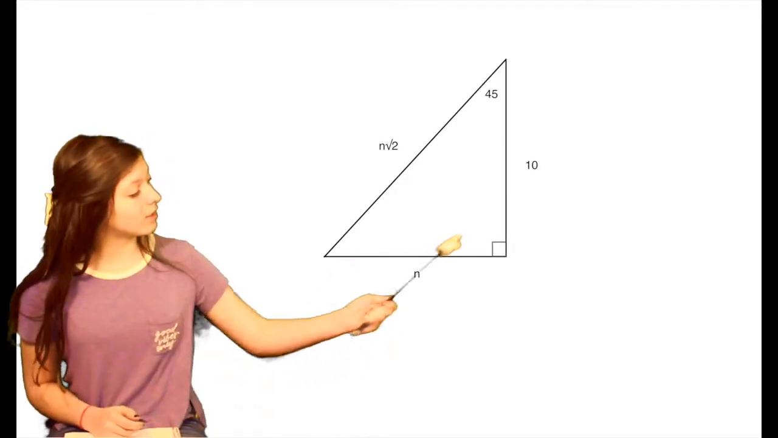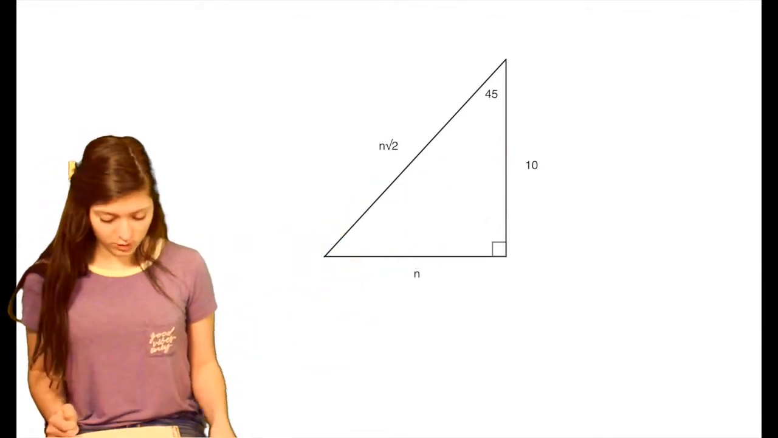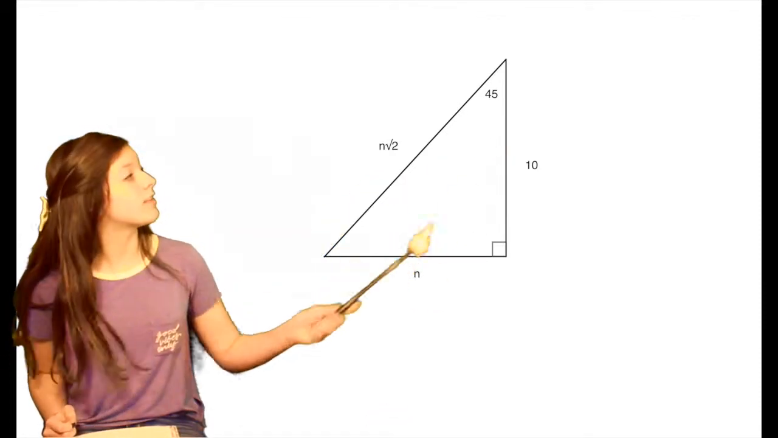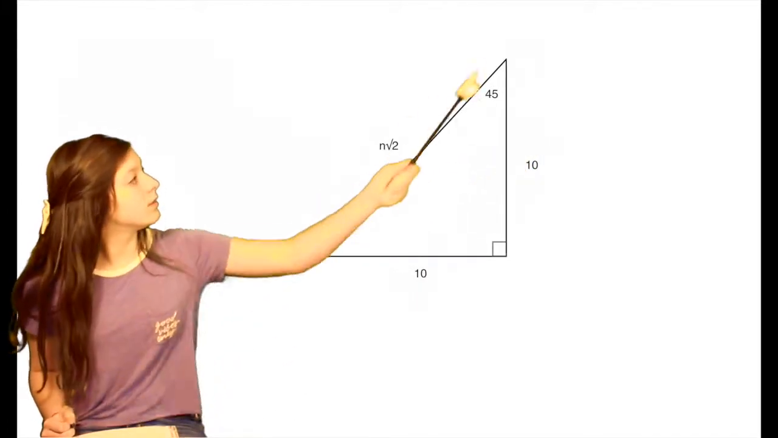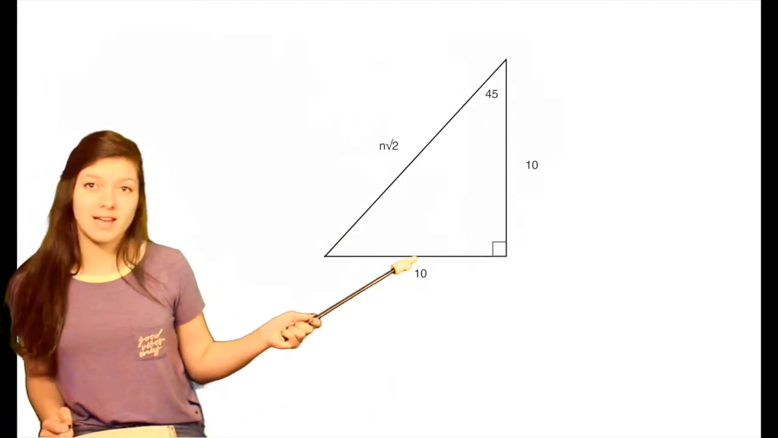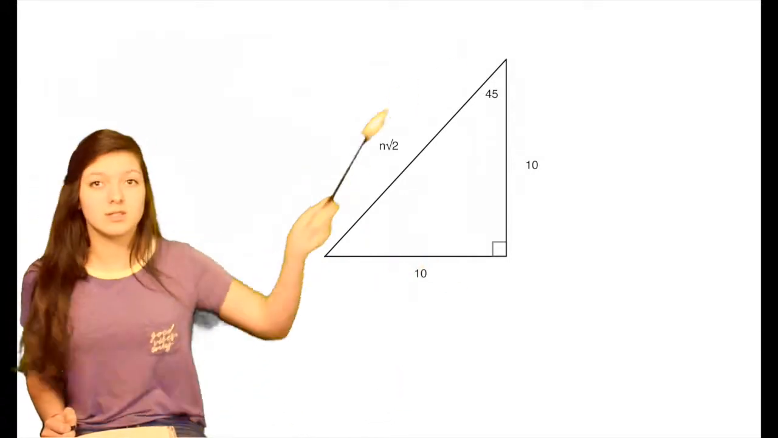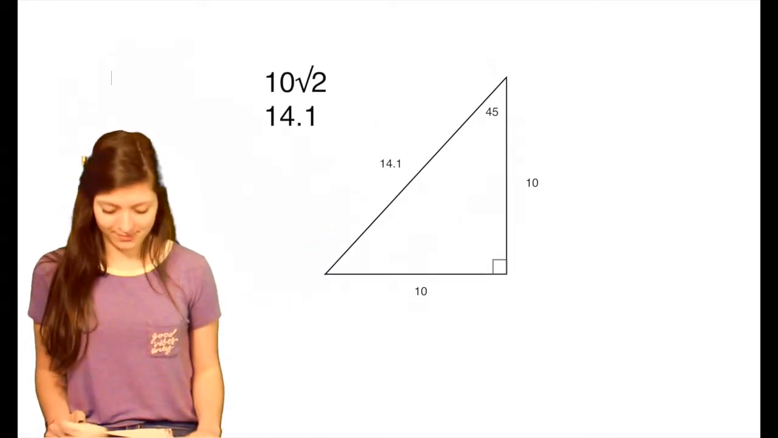Now let's do an example. Both of the legs are equal to each other on a 45-45-90 triangle. So if this leg equals 10, then this leg also equals 10. The hypotenuse equals n root 2. So if we know that n equals 10, then the hypotenuse equals 10 root 2, or 14.1.